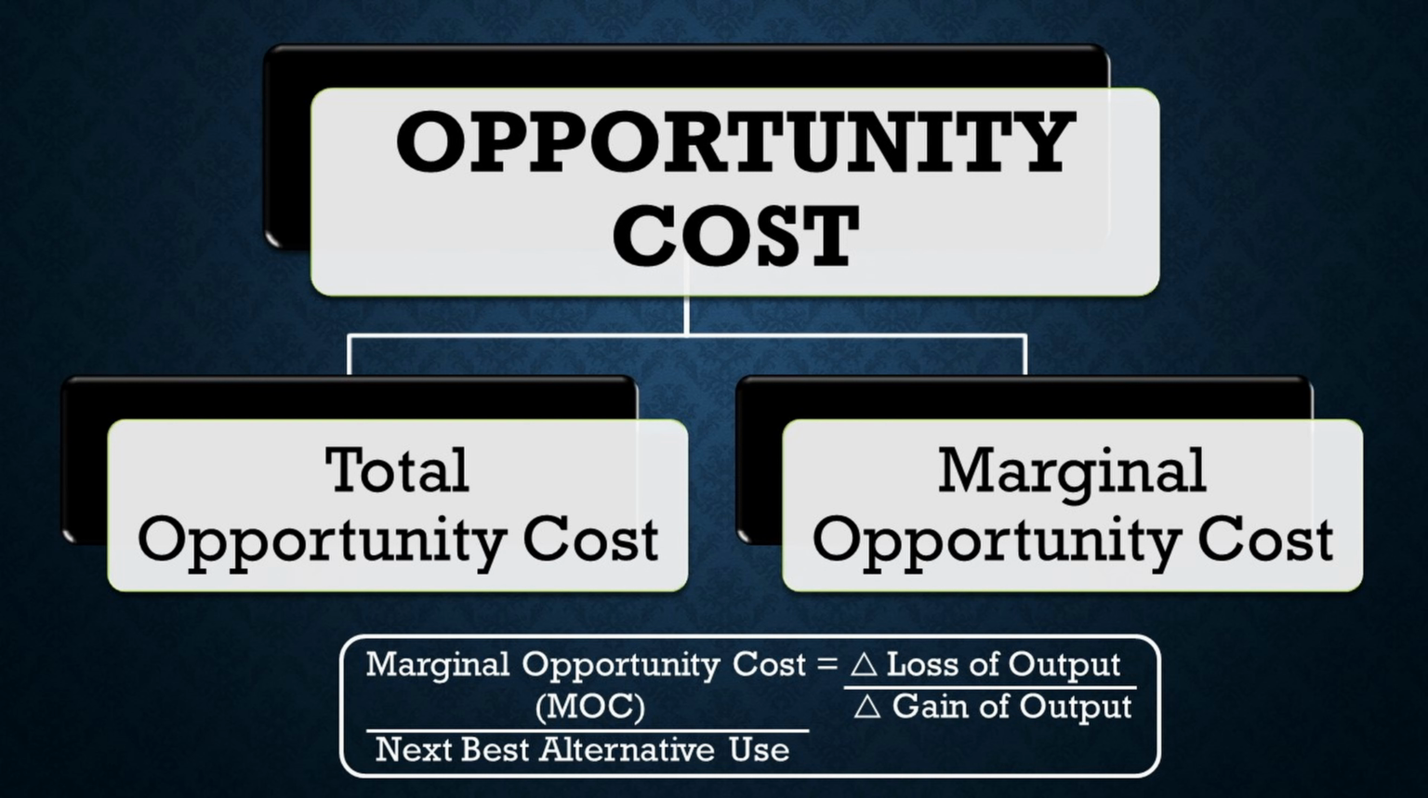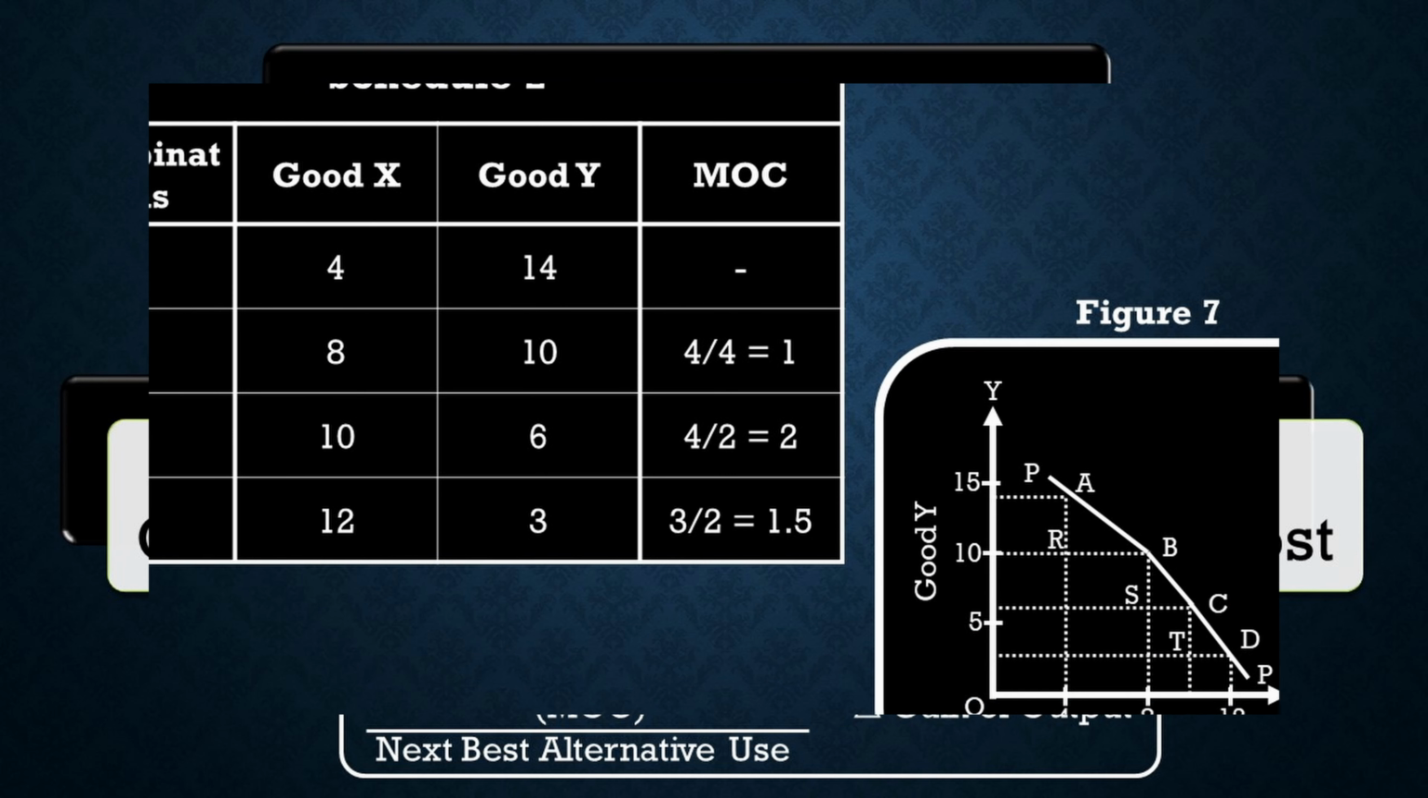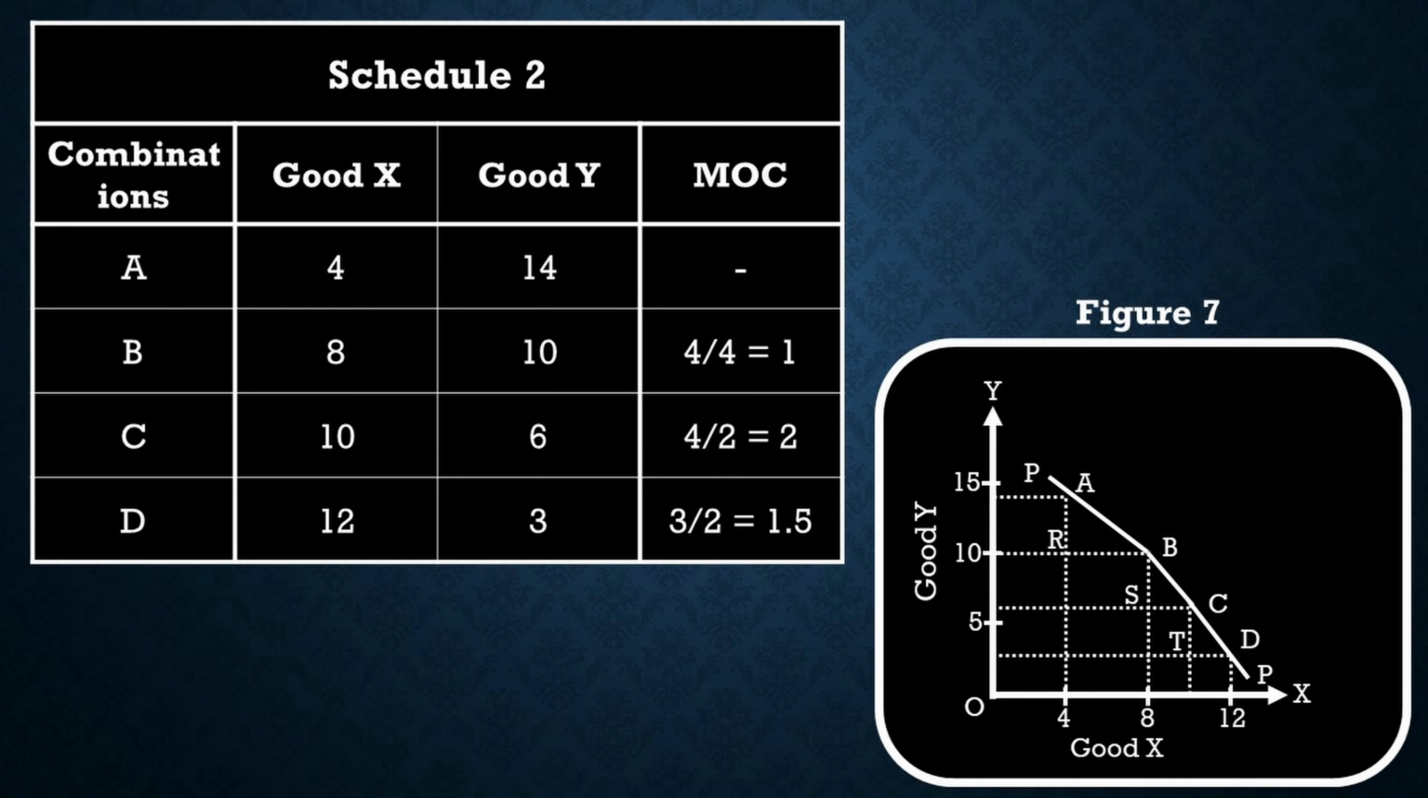Let us understand marginal opportunity cost with the help of an example. Schedule 2 and figure 7 shows four combinations for two goods, good X and good Y. When we shift resources from A to B, marginal opportunity cost is calculated as AR divided by RB, which is 4 divided by 4 is equal to 1.